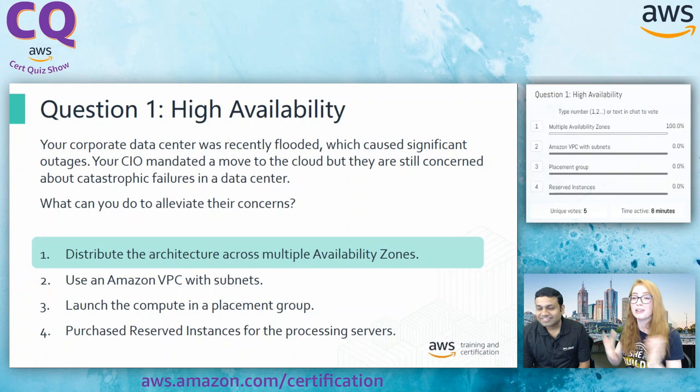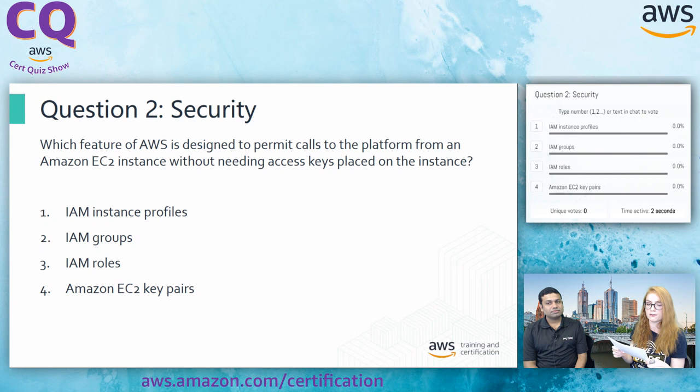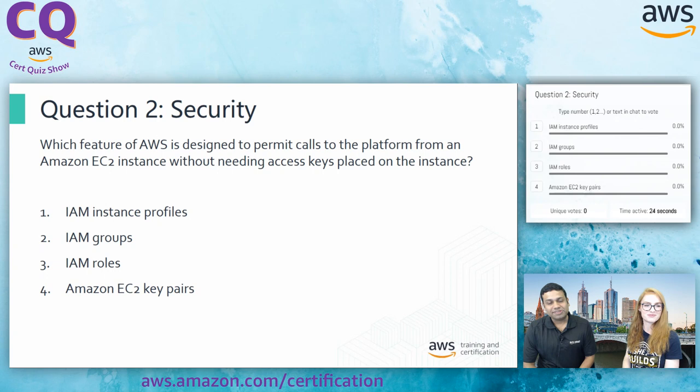Question two. All right, security question, Karthik. Which feature of AWS is designed to permit calls to the platform from an Amazon EC2 instance without needing access keys placed on the instance? And again, one answer only, please. Very good. This is a good question. I like this question for a few reasons. The scenario isn't too big, it's a very short question, very direct. So you ask me a question and we can talk about it.